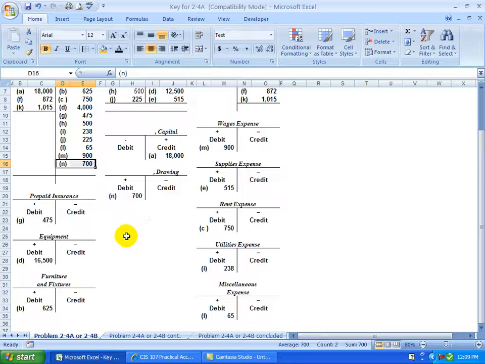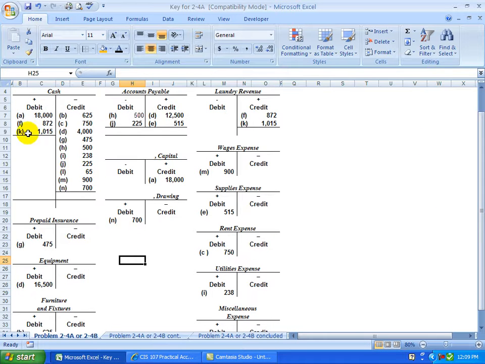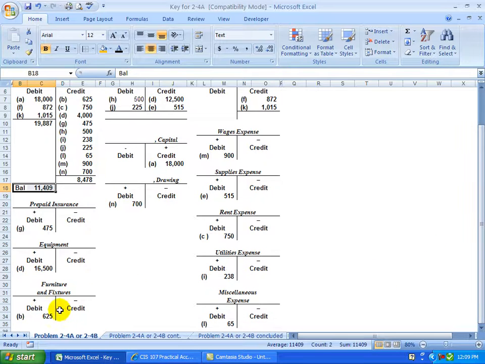Okay, once we've done all these transactions, we need to foot these accounts. So I'm drawing a line under my last one here, and that's going to be $19,887. And when I add up all of these, it's $80,478. That gives us a debit balance of $11,409. Anything that just has one entry, we don't have to do anything with.